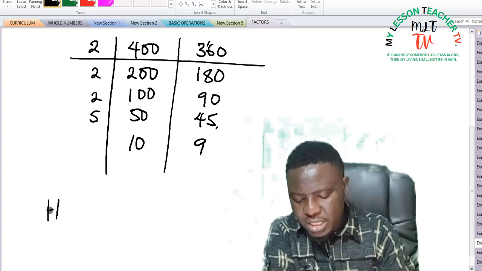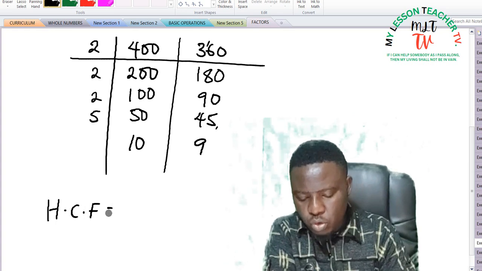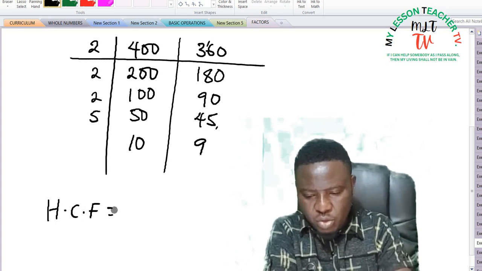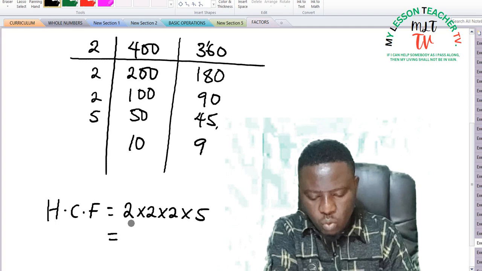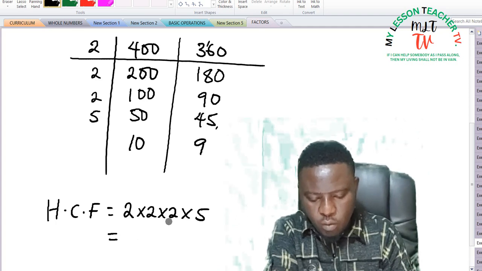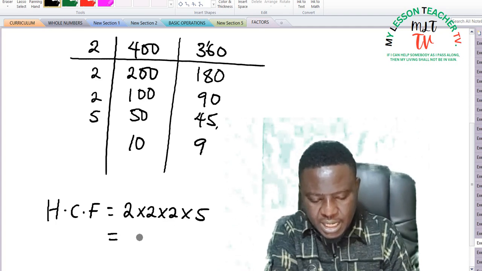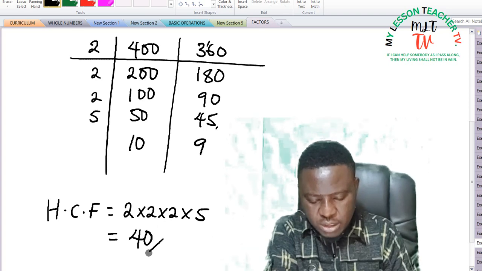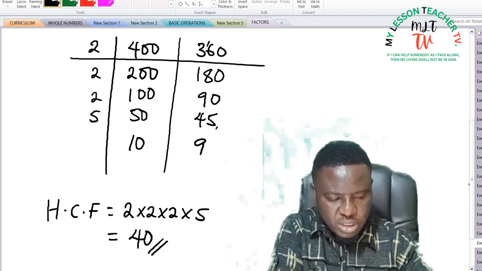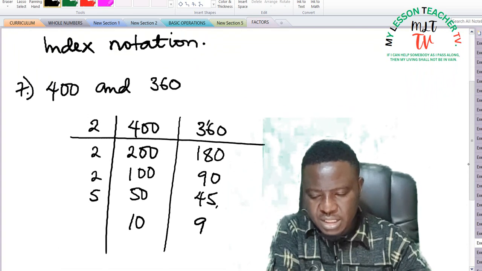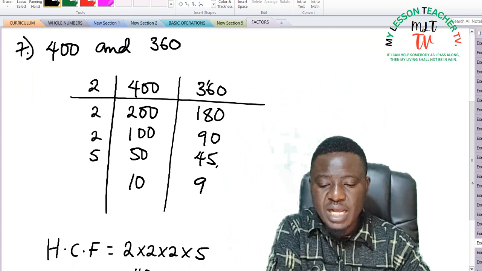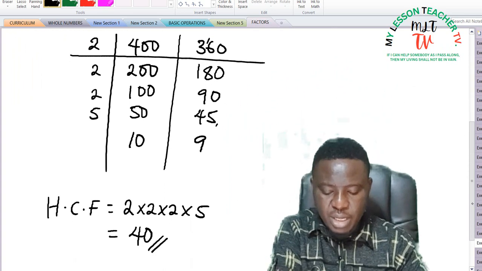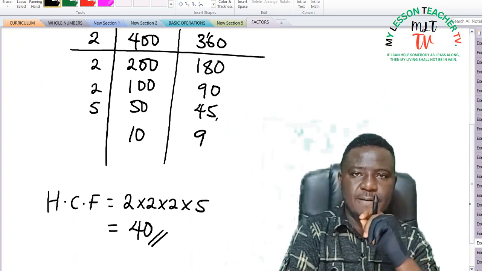So our HCF is the product of all the prime factors that have been used, which is 2 times 2 times 2 times 5. 2 times 2 is 4, 4 times 2 is 8, 8 times 5 is 40. It therefore means that 40 is our HCF. That is, the highest common factor that can divide 400 and 360 without a remainder is 40.